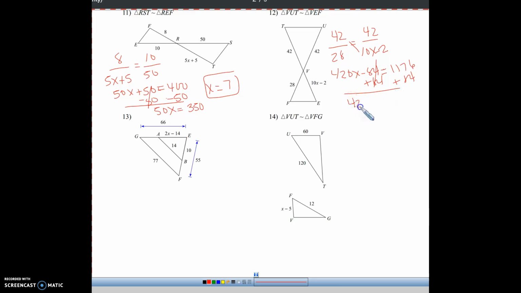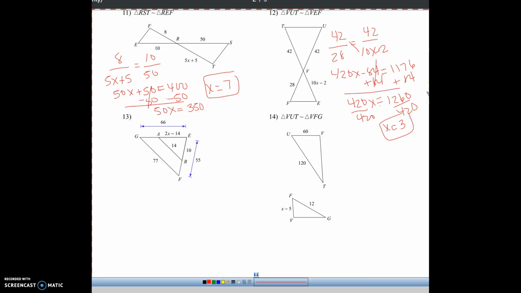So we get 420x equals 1176 plus 84, 1,260, and divide by the 420. 1260 divided by 420. X equals 3.